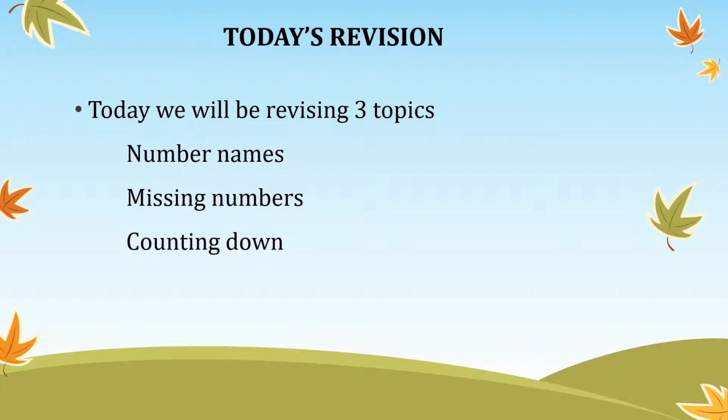So counting up and counting down are correlated. Why? ये आपस में जुड़े हुए हैं. क्यों जुड़े हुए हैं बेटा? Because in counting we move from one to another, 1, 2, 3, 4 and so on. ठीक है? And in counting down we come backward. हम backward आते हैं. Counting down is also known as backward counting.